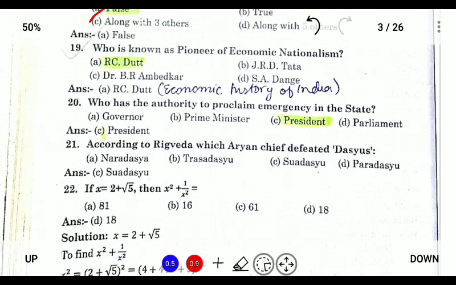Who is known as the pioneer of economic nationalism? R.C. Dutt is known as the pioneer of economic nationalism, and he wrote the book Economic History of India. Who is the authority to proclaim emergency in a state? The president is the authority to proclaim emergency in a state. Next, according to Rig Veda, which Aryan chief defeated the Dasas? This refers to the Battle of the Ten Kings, and the Aryan chief that defeated them was Sudas.